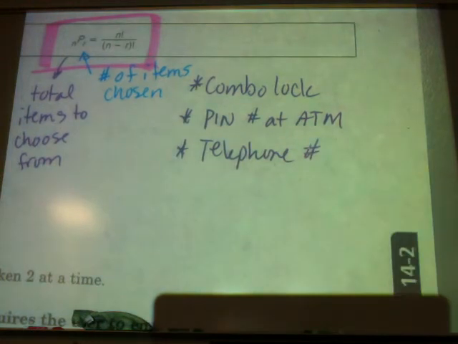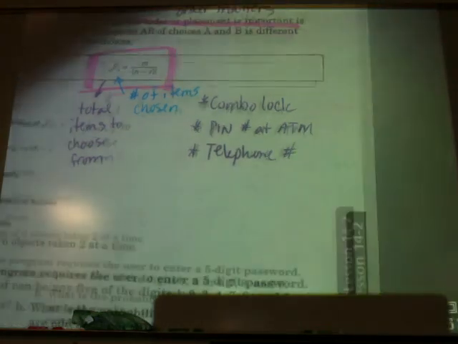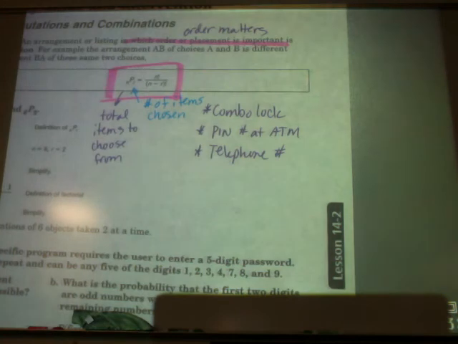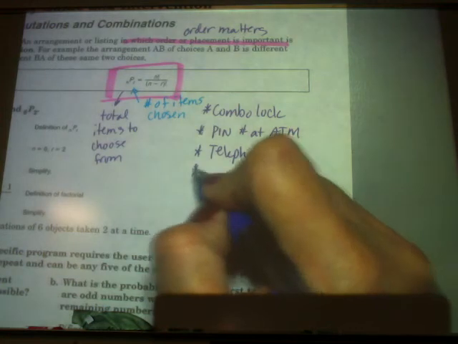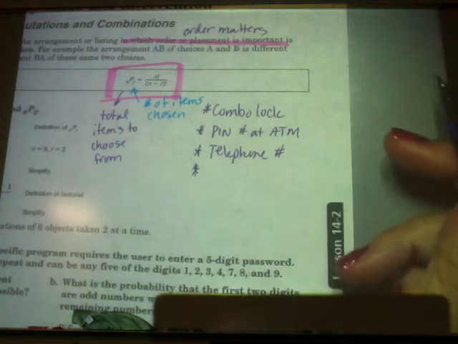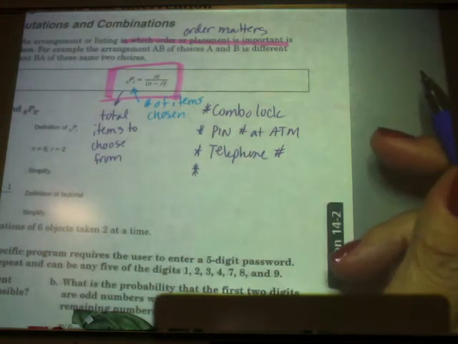I could have several people who have the same digits in their telephone number, but they're in different orders. I'm going to call a different telephone number. What about lining things up in a row? We talked about that yesterday. Does order matter if I'm lining things up?